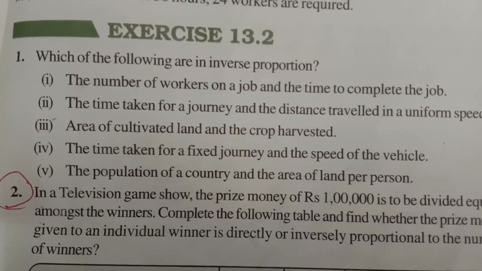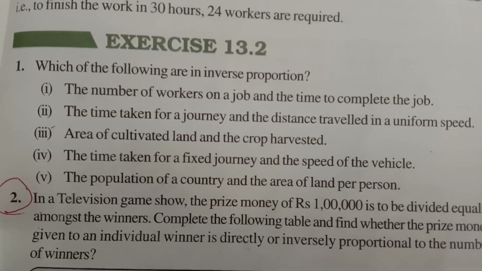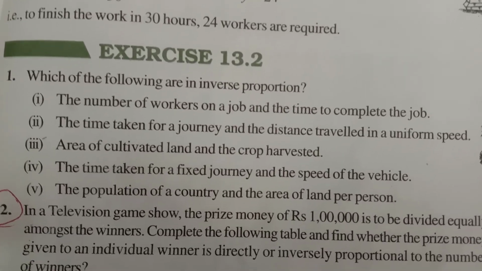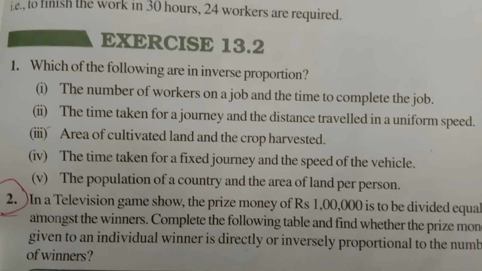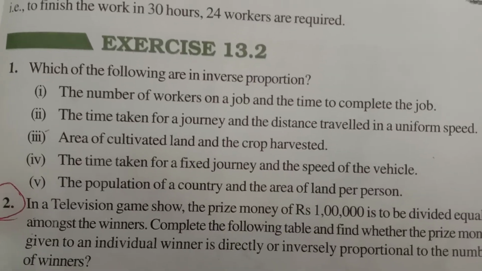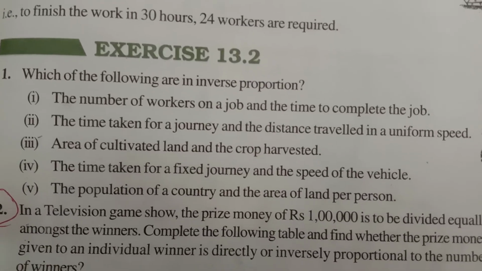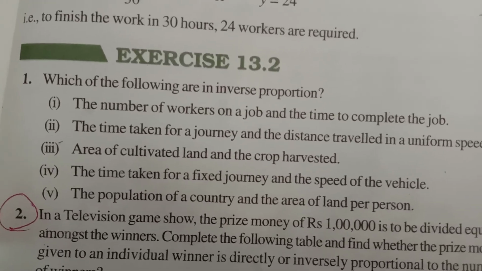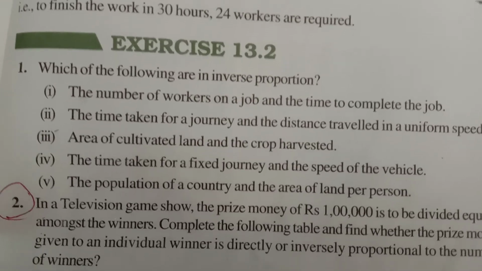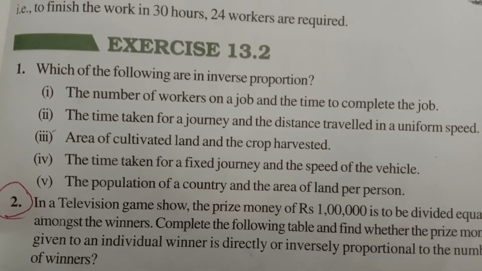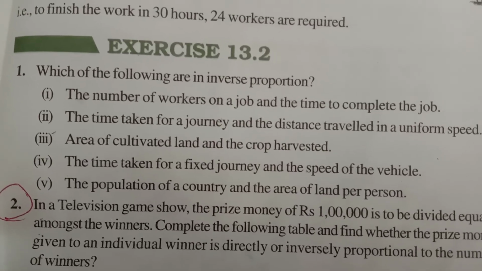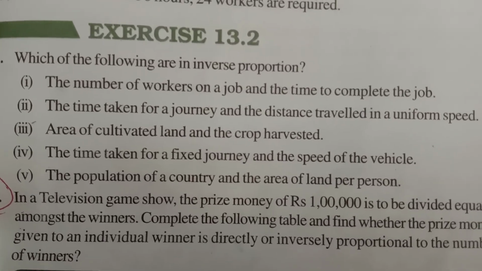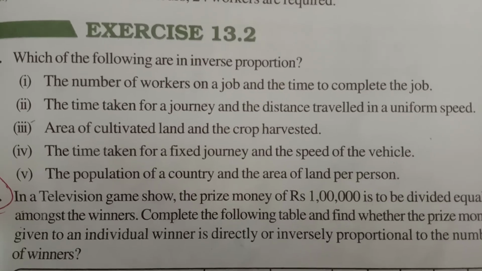Now the fourth situation. The time taken for a fixed journey and the speed of the vehicle. Fixed journey means fixed distance, time taken. The speed, if we move with high speed, we will reach in a short period. If we move with less speed, we will take more time to reach the place. So here, as the time increases, speed decreases. As the time decreases, speed increases. So it is in inverse proportion.